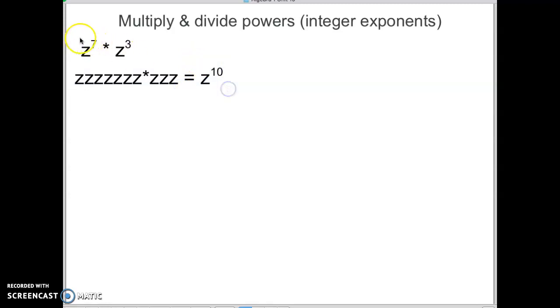So you'll notice when we have a base to a power, and that same base to another power, and we multiply them, really the 7 and 3 do what to make 10? They add together to make 10. So it's kind of a nice, easy way.